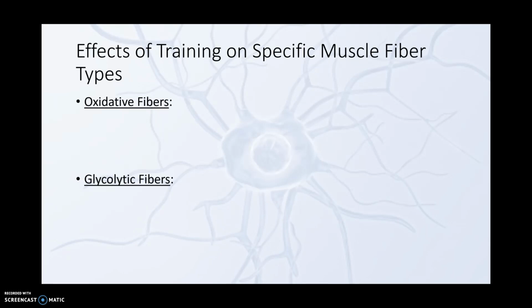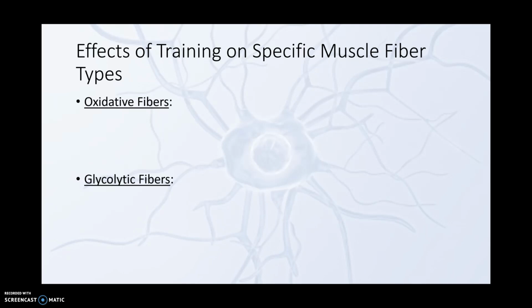Now, switching gears down to our glycolytic fibers, we can, with training, increase the number of myofibrils, thus increasing the number of contractile proteins. So we can increase the number of actin-myosin. When we increase the number of actin-myosin proteins, myofilaments, we can enhance contractile force, and that's how we gain strength and become stronger as well. We can increase our glycogen stores, so we can store more glycogen and enhance anaerobic capacities with the glycolytic pathway.